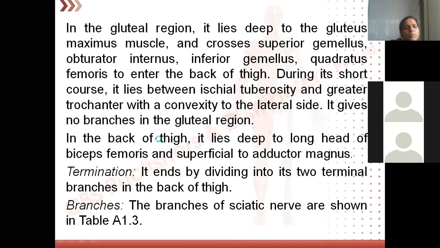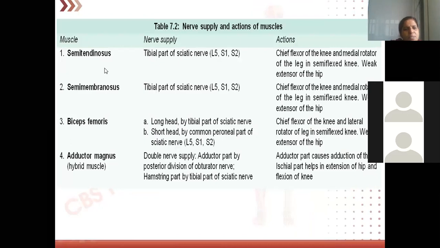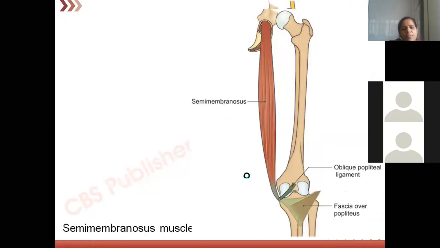Before we go with that, you have seen the nerve supply, and then see the actions. Semitendinosus is the chief flexor of the knee and medial rotator of the leg. Almost every muscle is doing the same function, except for adductor magnus, whose adductor part causes adduction of the thigh and ischial part helps in extension of the hip and flexion of the knee. So this is all about hamstrings.